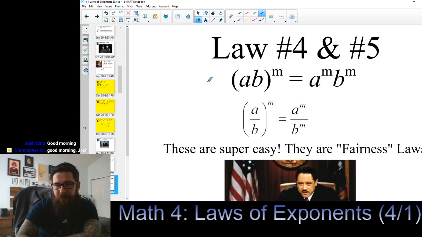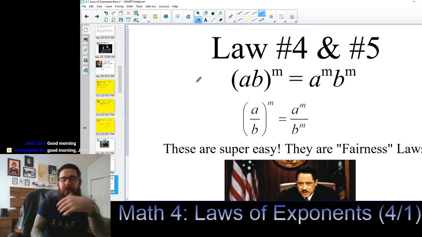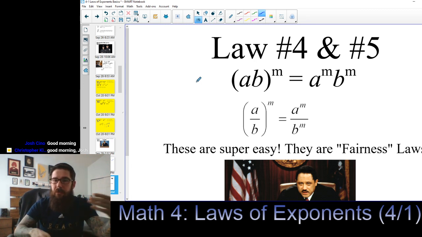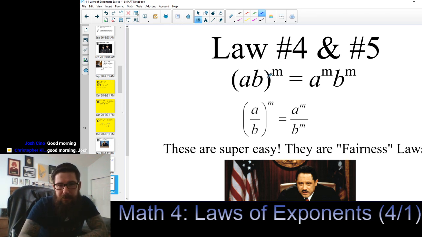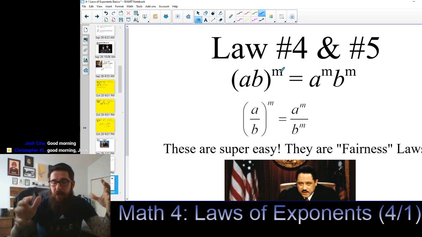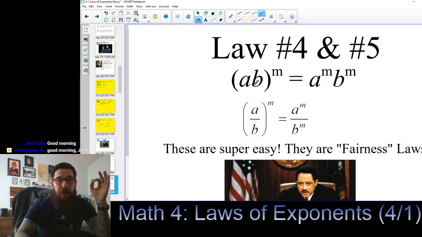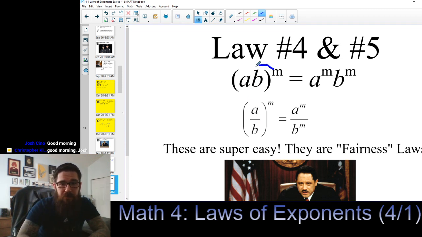Laws 4 and 5 are effectively the same thing as kind of like 1 and 2, where we had multiplication and division kind of coming out in two different ways. Really, this just showcases how if I have an exponent outside of parentheses, you'll notice there's no addition or subtraction in here. That's a totally different thing. This is when we are going to basically distribute these guys down to each part.